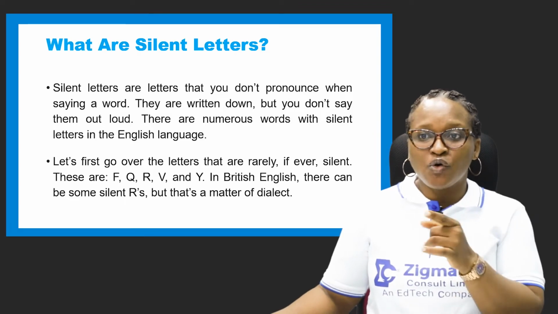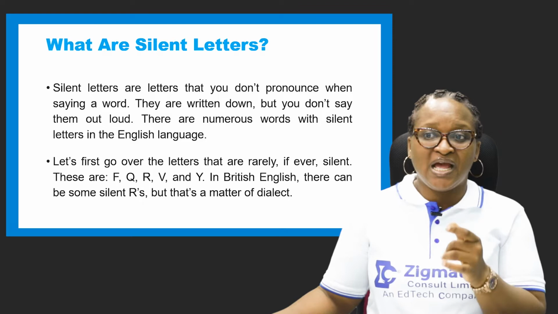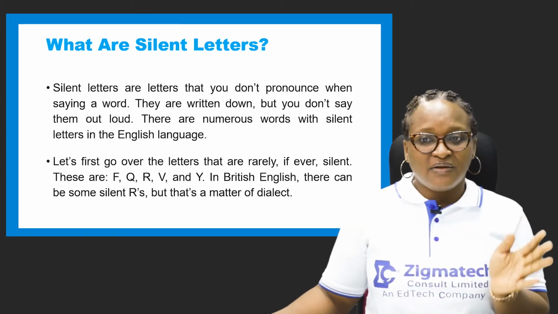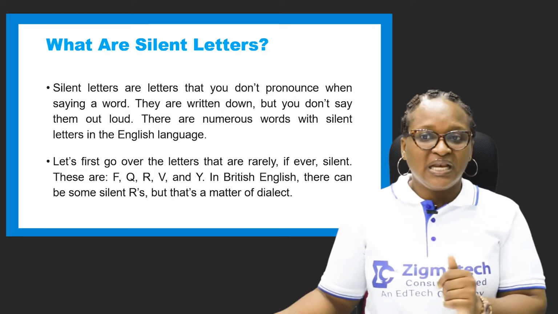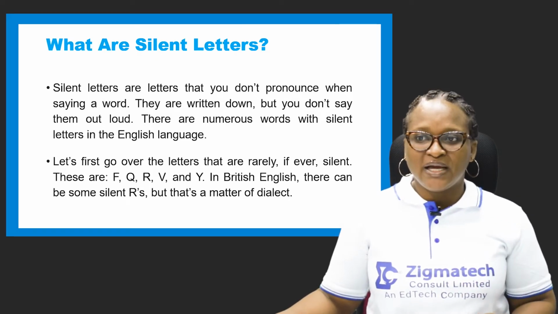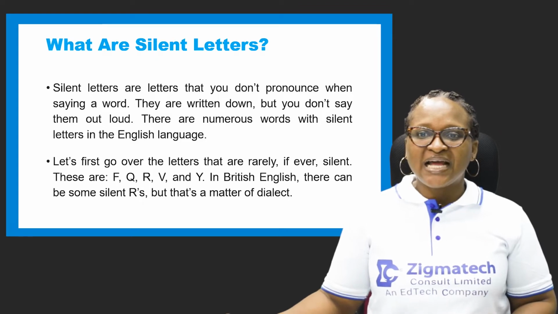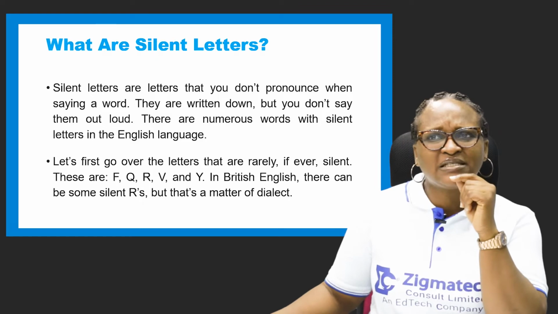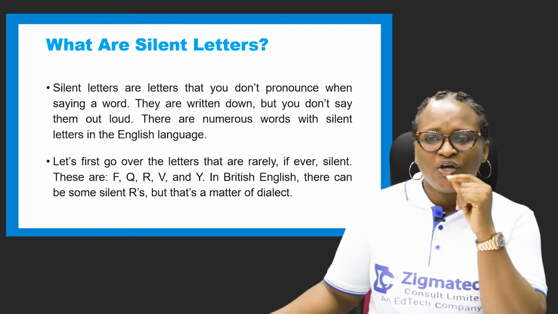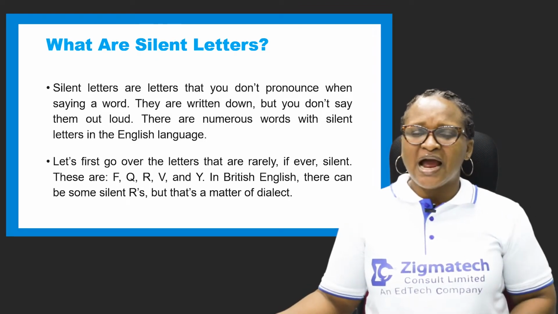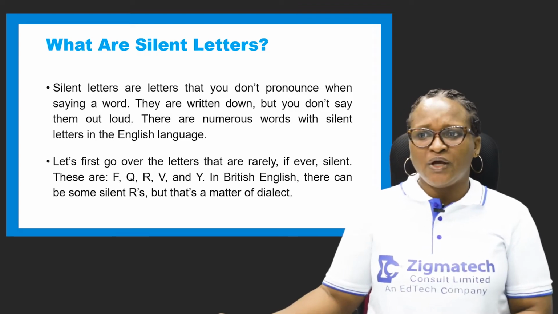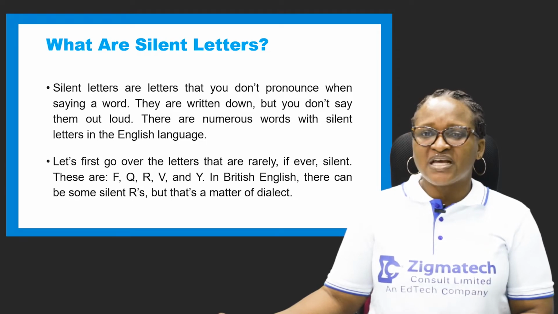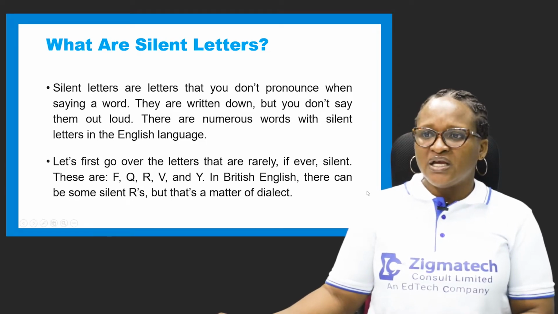So let's first go over the letters that are rarely, if ever, silent. These are the letter F, letter Q, letter R, letter V, letter Y. In British English, there can be some silent R's. Now let's look at the word center. You will agree with me that in the word center, the R is visible, but when you're pronouncing it, you don't hear the R. You don't say central. No. But if you have the word central, that is where the R is pronounced.